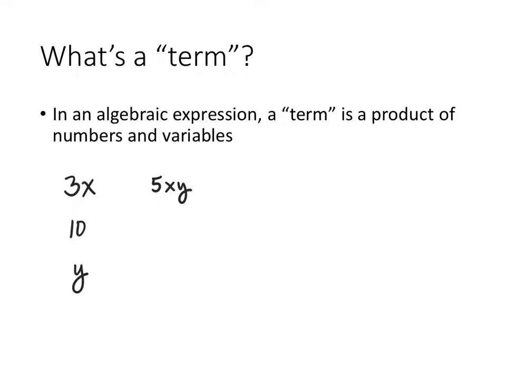We could have the same variable multiple times, so we could have 4 times x times x, which we would typically write as 4x squared. So that's also a term, a product of numbers and variables. The number could be negative, so negative 6 times xyz is also a term. So as you can see, terms come in various shapes and sizes.